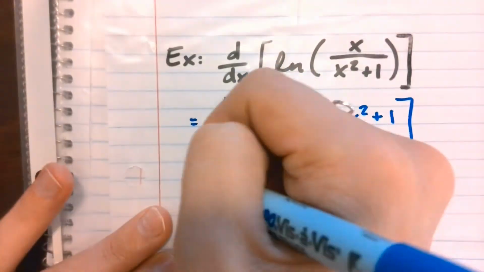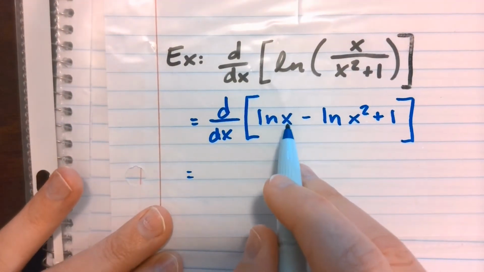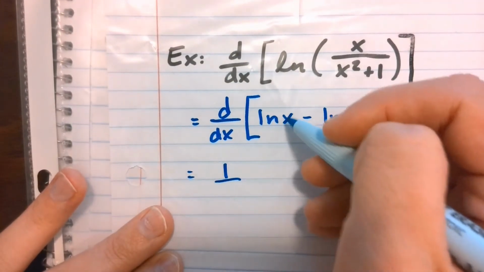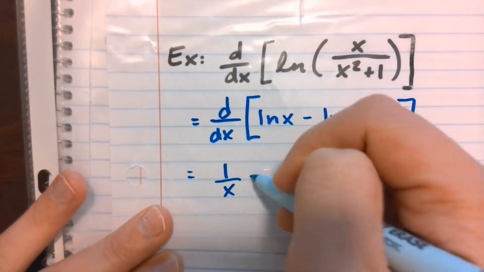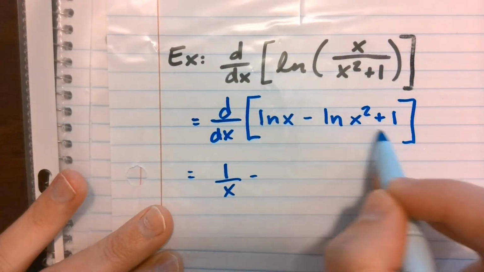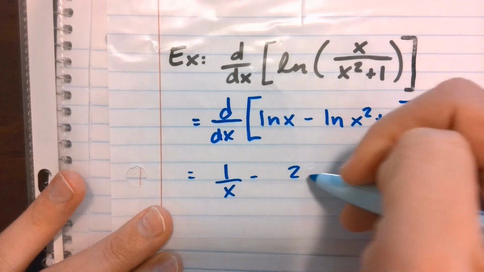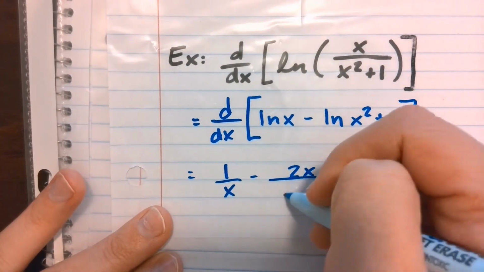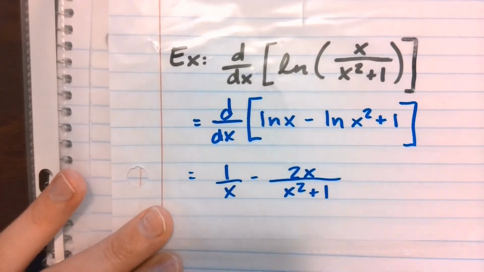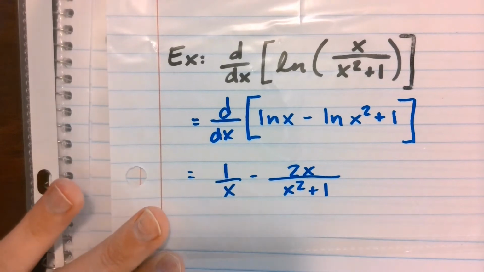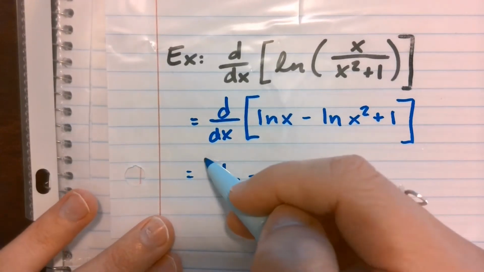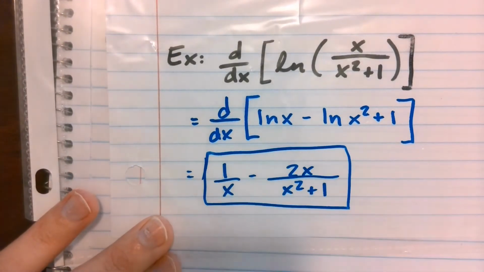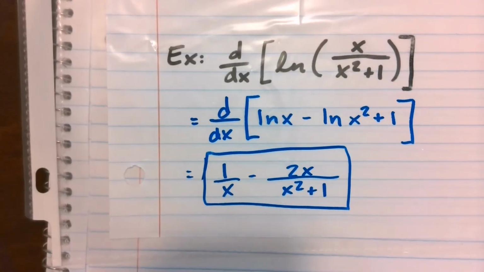So now I'm going to use my rule, and I've got the derivative of x, which is 1 over itself. And then subtracting the derivative of this x squared plus 1, so 2x over x squared plus 1. All right, kind of depends what you're doing here, but we're just going to leave it like that. You could get a common denominator and combine like terms for sure.